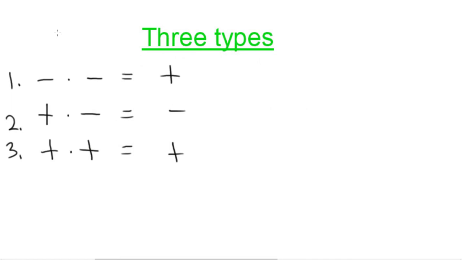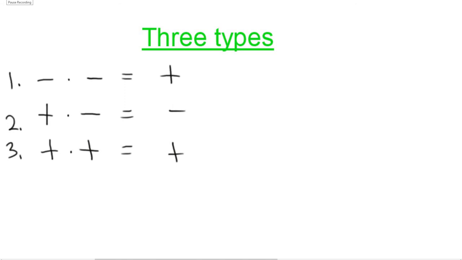There are only 3 different types of problems you'll see when you multiply and divide integers. As in this first example, a negative times a negative is a positive, and a positive times a negative is a negative, and a positive times a positive is a positive. So the only time you're going to have a negative answer when you're multiplying and dividing integers is if you have the example number 2, where you have 2 numbers that have different signs, a positive and a negative sign. So let's just focus on the signs that we use.